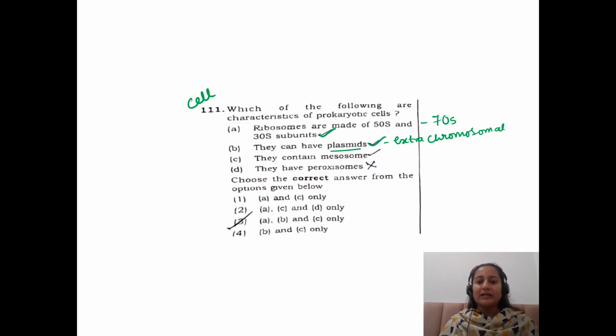This is also correct. They contain the mesosomes. Mesosomes are infoldings of the cell membrane, can be seen, and they have the peroxisomes. No, peroxisomes are present only in eukaryotes, which are absent in prokaryotes. So the correct characters of the prokaryotic cell are only A, B, C.